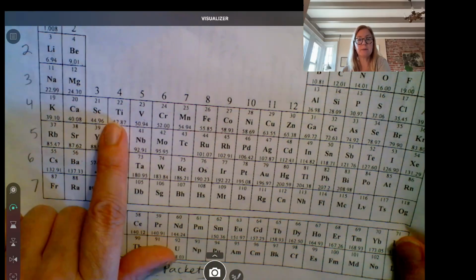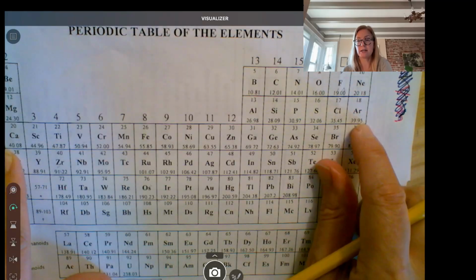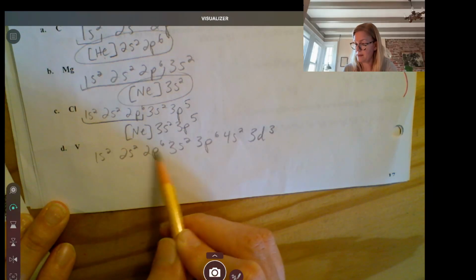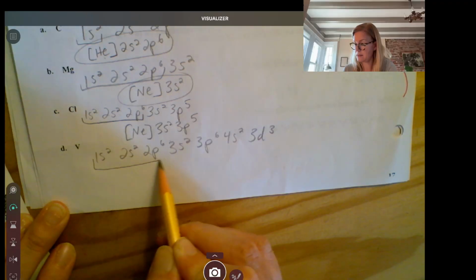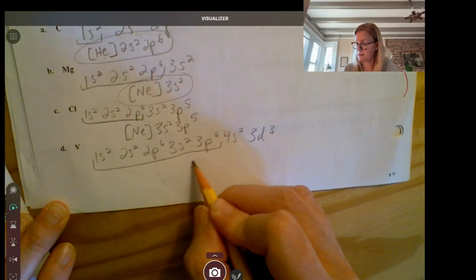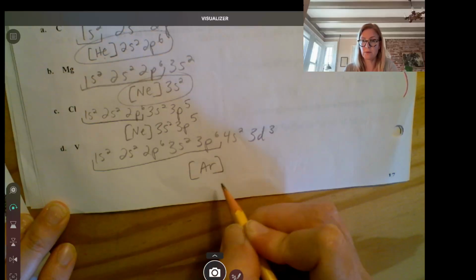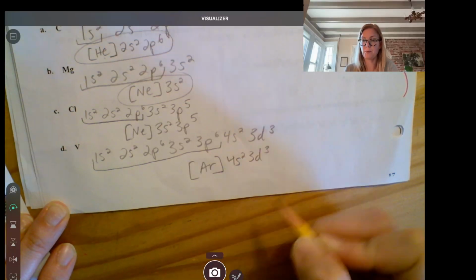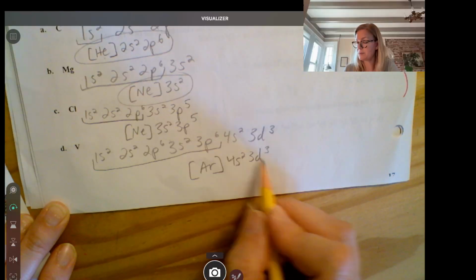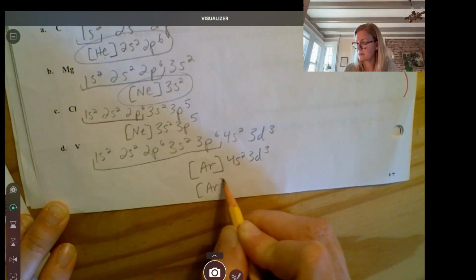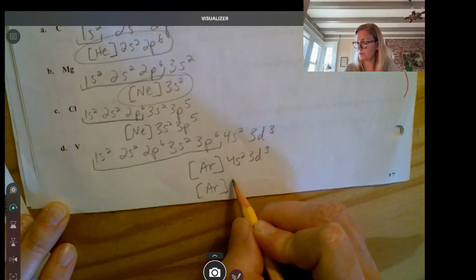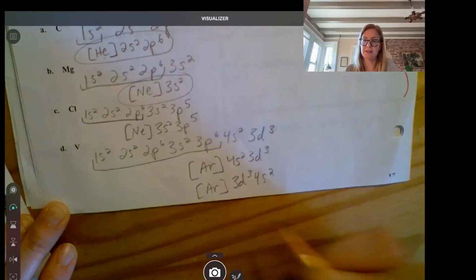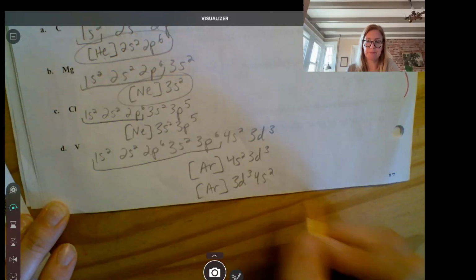For the abbreviated, go back, back, back, back, back to argon. Argon is going to replace the first 18 electrons, so make this Ar. And then add on 4s2, 3d3. If you want to rearrange this, some people like to put it in order of increasing principal energy level. That's fine as well. Whichever way you do it is fine.